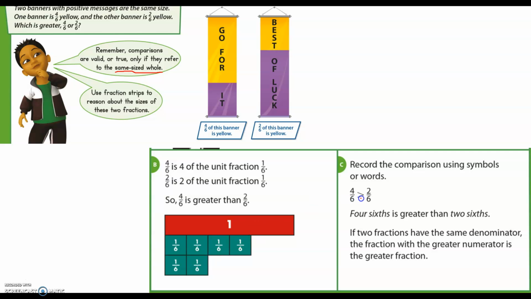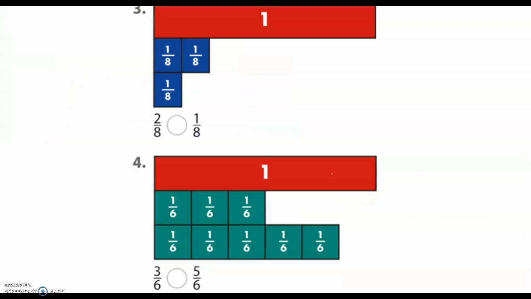So we're going to use these symbols, greater than, less than, and equal to. You've used these symbols before, we're just using them now with fractions. So 4/6 is greater than 2/6. If two fractions have the same denominator, the fraction with the greater numerator is the greater fraction. So just like you compare regular numbers, you can compare fractions the same way.